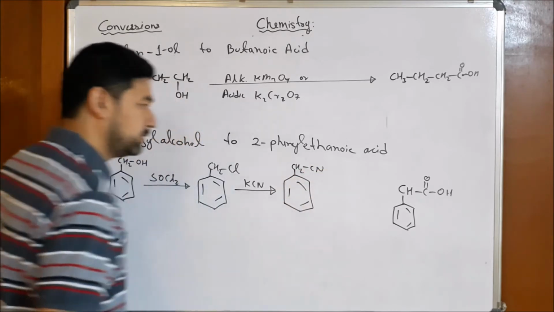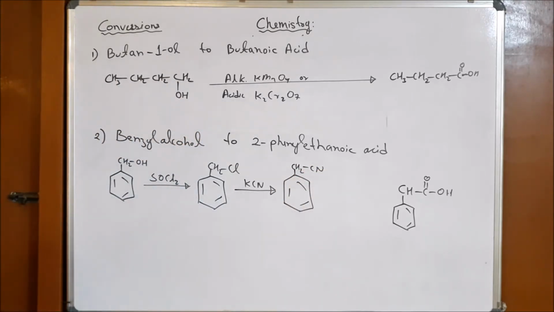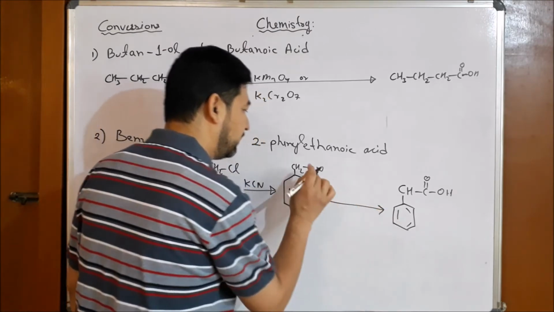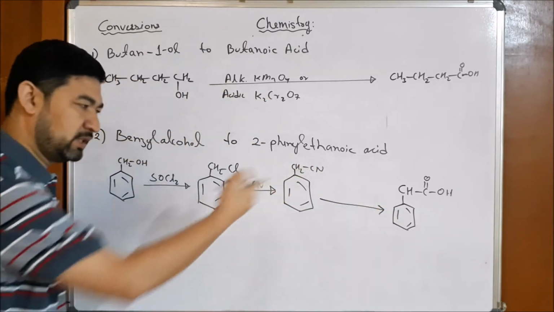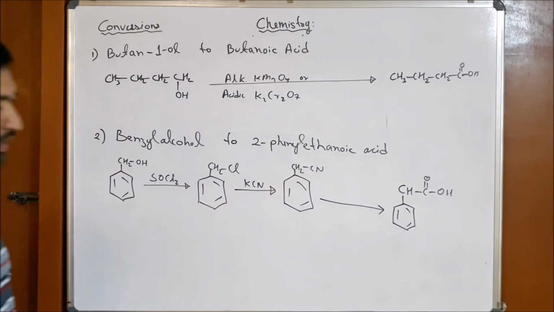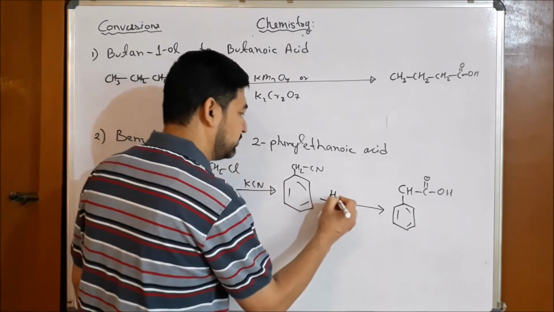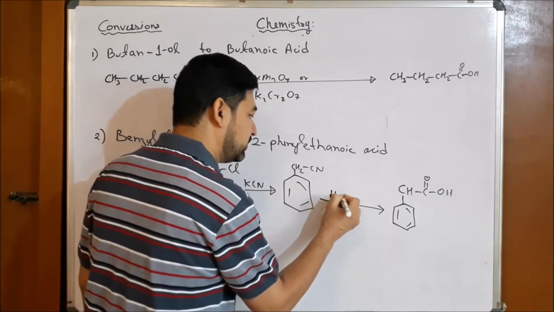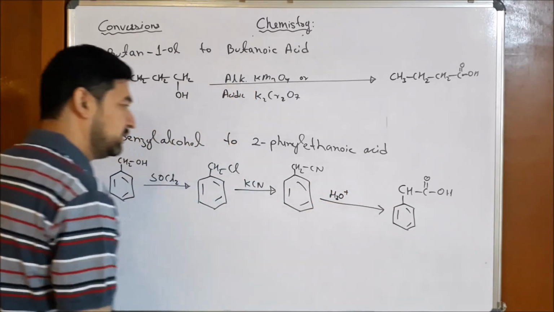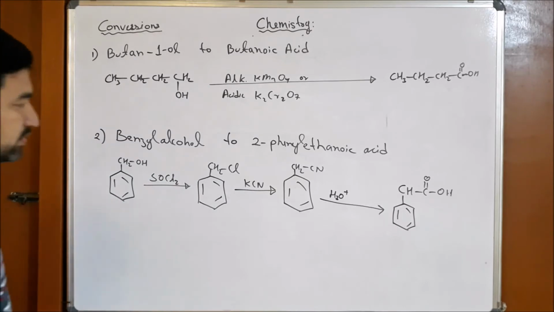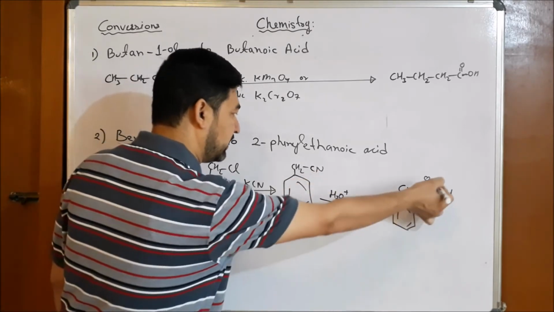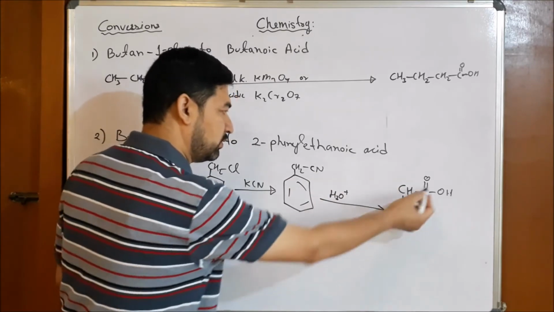CH2CN. Fine. Now if we do the acidic hydration of cyanide, then directly it ends up with the COOH. So acidic hydration. You can write it as H plus H2O, or you can write it as H3O positive. So this is acid catalyzed hydration. When you do acid catalyzed hydration of the CN group, it will end with the C double bond OH.